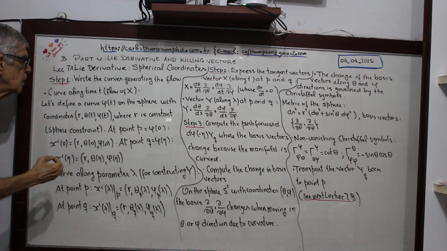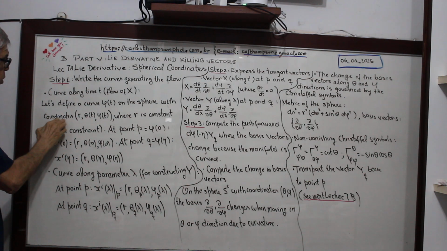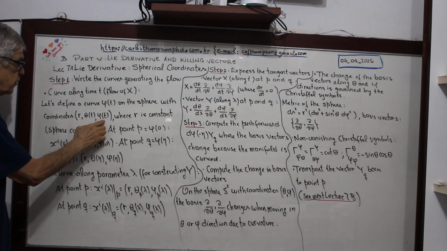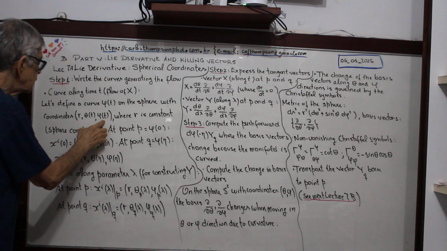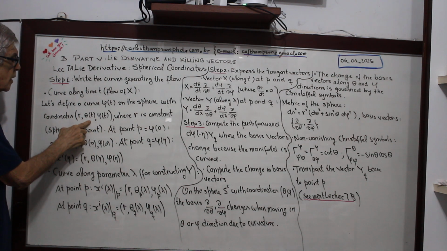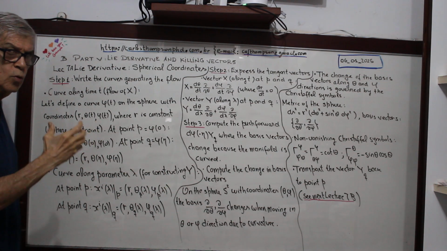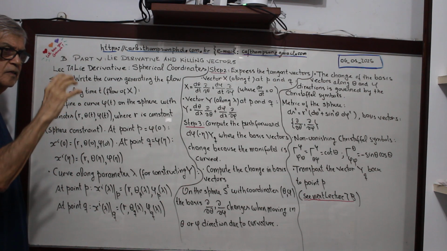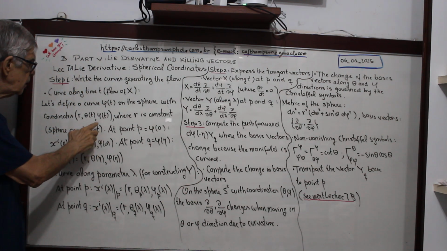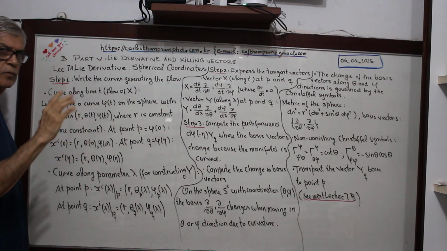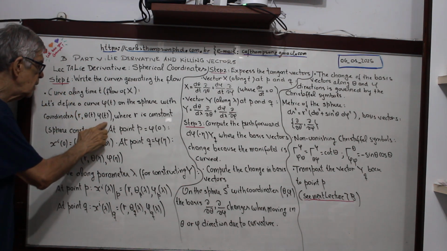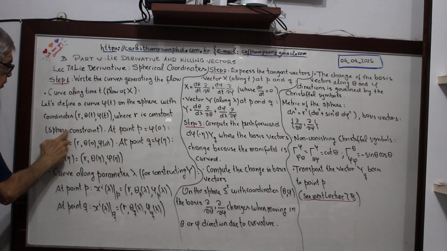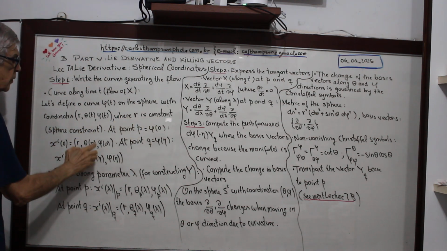It is a scalar. So the coordinates of the sphere are r, theta, and phi. Theta is the polar coordinate, and phi is the azimuthal coordinate. Theta is from 0 to pi, and phi of t is from 0 to 2 pi, the azimuthal. Where r now is constant, a sphere constraint.